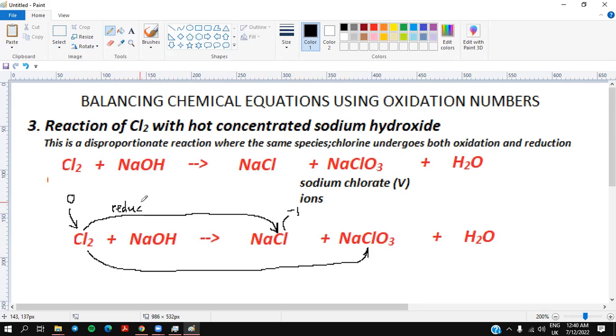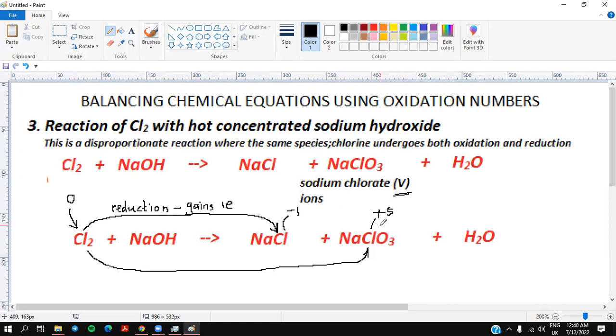For this reduction, what happens to electron? When a chlorine atom goes from 0 to -1, it gains 1 electron. Gains 1 electron. Now go to the other one. Chlorine goes from oxidation number 0 to, this is +5. It's given in the question, +5.